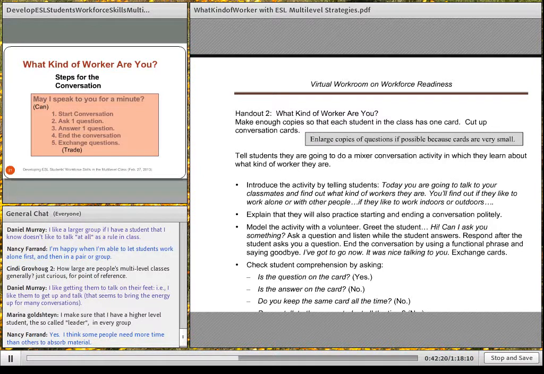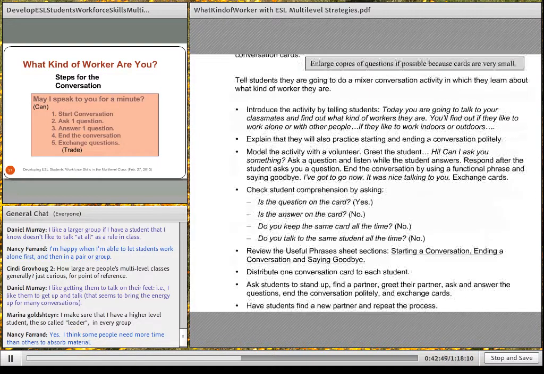All right, and so as we come down, tell the students they're going to do this mixer conversation activity in which they learn about what kind of worker they are. Here's just an overview. Introduce to the students, today you're going to talk to your classmates and find out what kind of workers they are. Explain that they will also practice starting and ending a conversation politely. Practice, we modeled in front of the class, and then check their comprehension about what you just told them.